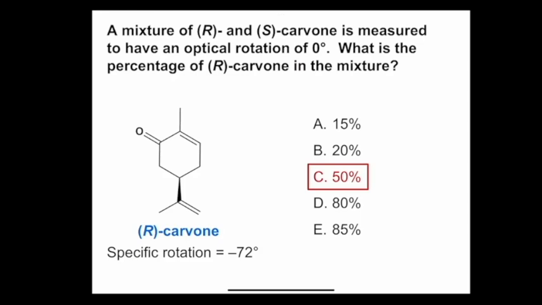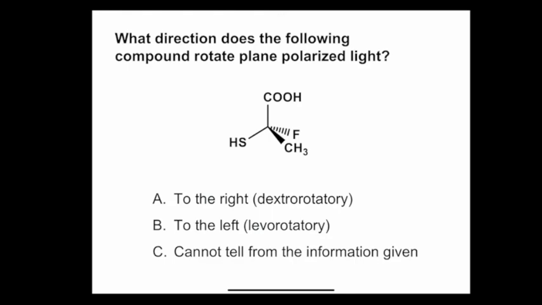Is this sample optically active, optically pure, or optically inactive? It's optically inactive. Remember, if a sample is optically inactive, there's only two reasons that's possible. There were no chiral molecules there to begin with, or you have a racemic mixture, 50-50 between the two. This is a racemic mixture.